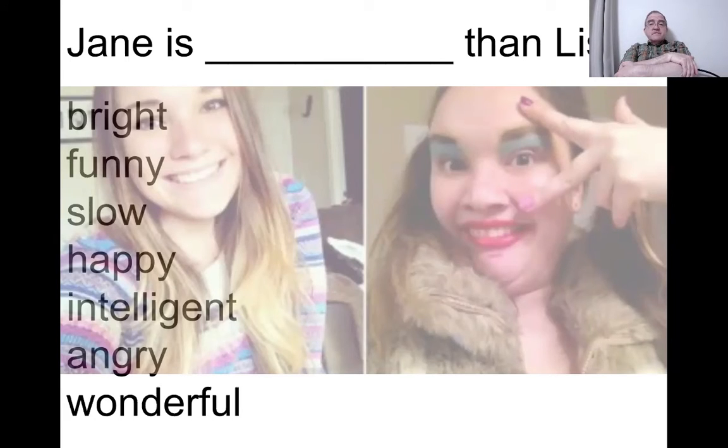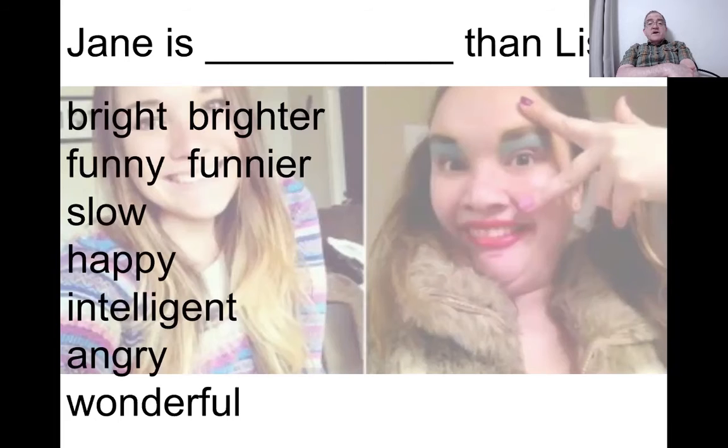Jane is than Lisa. Bright. What would we say? Jane is brighter than Lisa. Funny. What would you say? Jane is funnier than Lisa. That's rule 2. Two syllables with a Y becomes ER. Slow. What would you say? Jane is slower than Lisa.